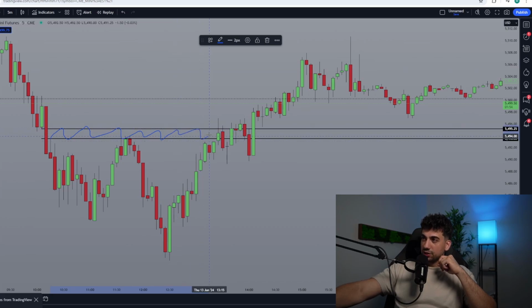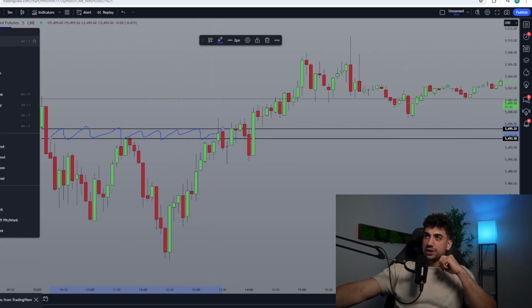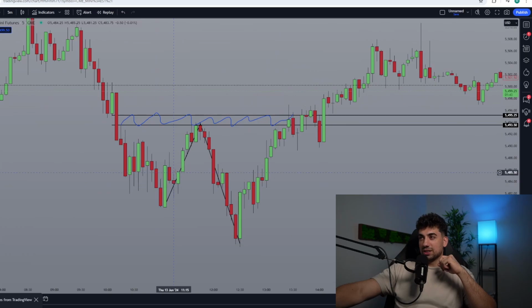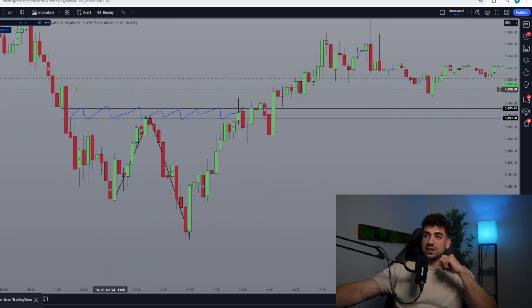So price will seek to come back to this area, as you can see here, test it, and then continue to the overall direction at least once. So you guys can see price comes up, tests the zero imbalance. That could be your short entry.